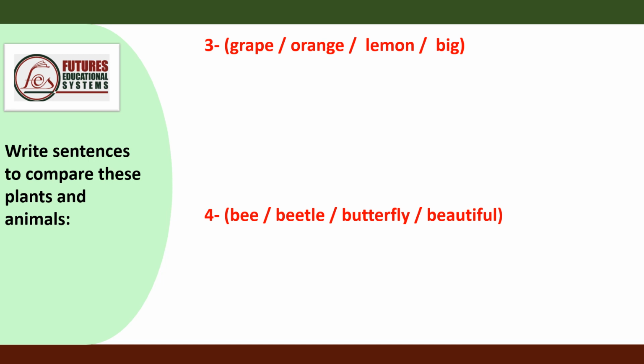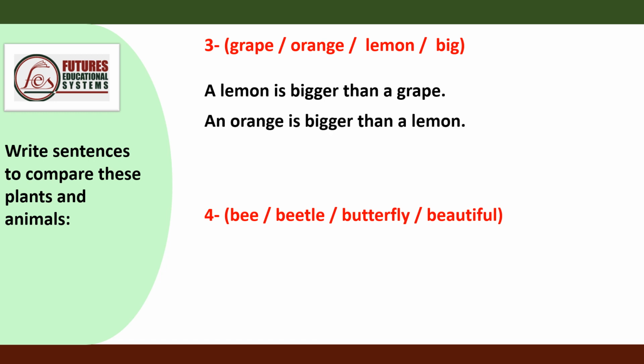Let's compare more plants and animals. We have grape, orange, lemon, and we're going to compare them using the adjective big. A lemon is bigger than a grape, and an orange is bigger than a lemon. So which one is the biggest? Yes, the orange is the biggest fruit. And as you can see, we doubled the G because we had one vowel before the last consonant.